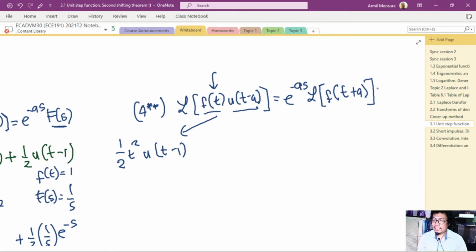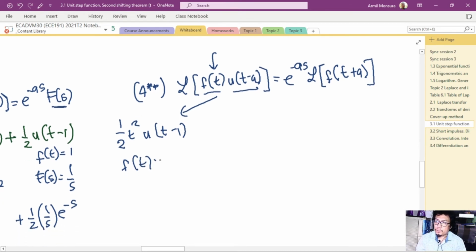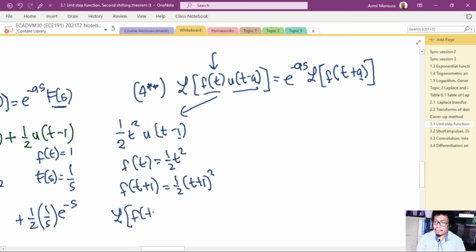But mathematically, it's just this. We identify first what is f of t. In this case, this is 1/2 t squared. Then we form f of t plus a. In this case, a here is 1. So f of t plus 1, which is 1/2 of t plus 1 squared. Now, we get the Laplace transform of f of t plus 1.